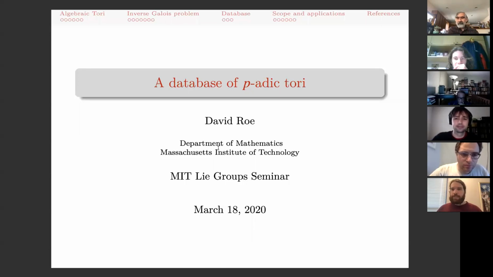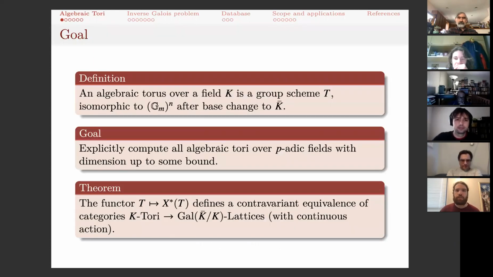So I'm going to be talking about a project in progress to build a database of tori over p-adic fields, and show you an early version of that database that's still missing a lot of functionality, and talk about some of the techniques that I'm thinking about using to do so. So an algebraic torus for me is going to be a group scheme isomorphic to some power of the split multiplicative group after base change to the algebraic closure. And of course, over an algebraically closed field, these tori are pretty boring. There's one in each dimension.